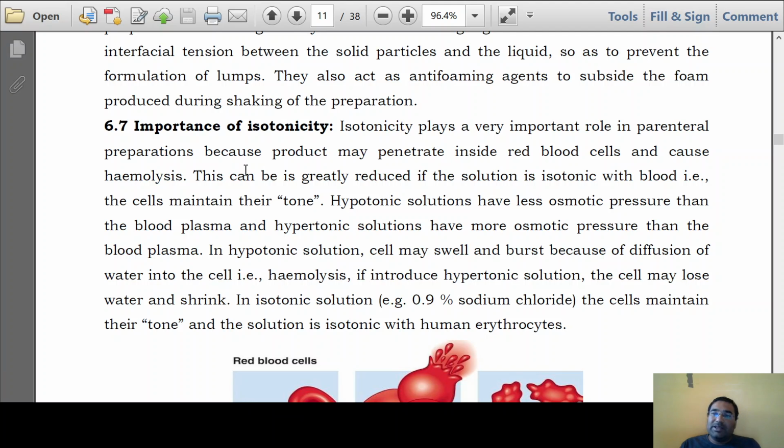So isotonicity plays a very important role in parenteral preparation because product may penetrate inside red blood cells and cause hemolysis. So if product is not isotonic, then there might be chances of damage of the cells. So this can be greatly reduced if the solution is isotonic with blood. That is, the cell maintains their tone.